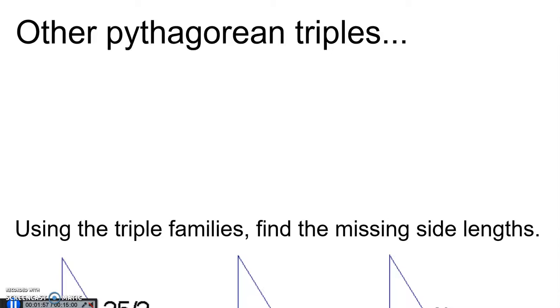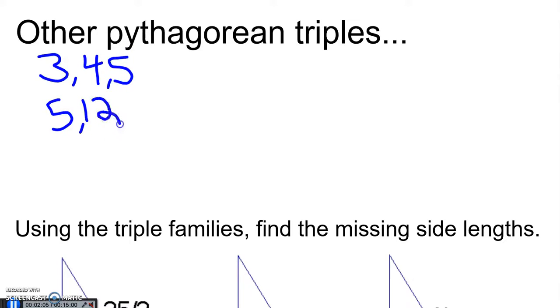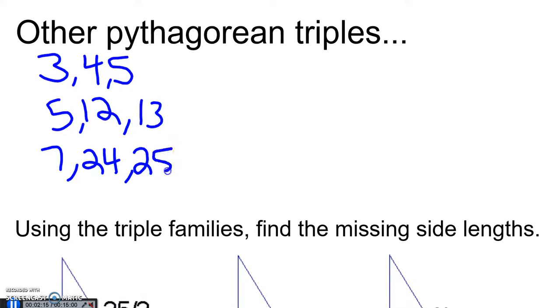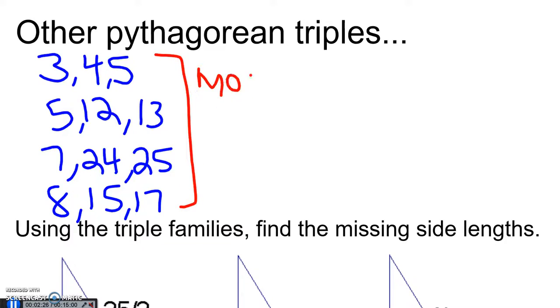The ones you need to memorize are 3, 4, 5, which we've already talked about, 5, 12, 13, 7, 24, 25, and 8, 15, 17. Alright, so these ones are the most common. These ones you for sure need to memorize because that will help you use them really quickly to solve problems.